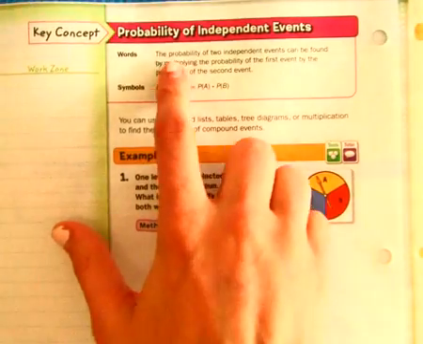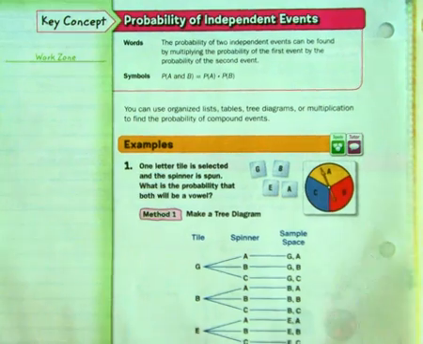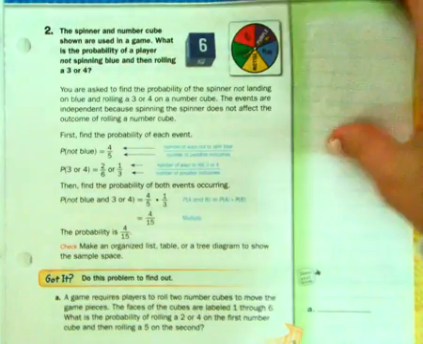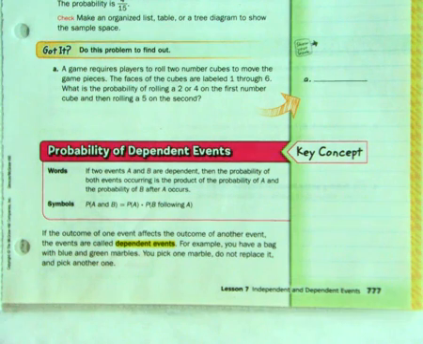So finding the probability of independent events. The probability of two independent events can be found by multiplying the probability of the first event by the probability of the second event. So if we look at example A, a game requires players to roll 2 number cubes to move the game pieces. The faces on the cubes are labeled 1 through 6. What is the probability of rolling a 2 or 4 on the first cube and then rolling a 5 on the second cube?